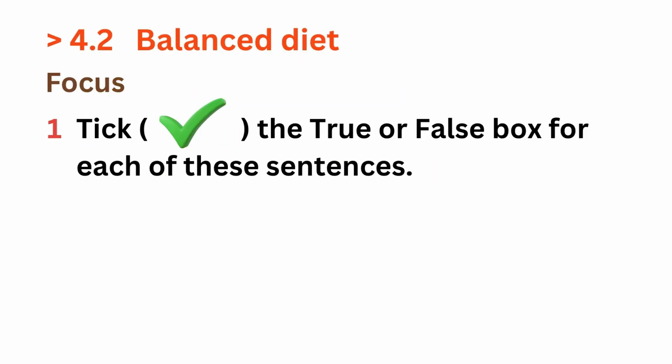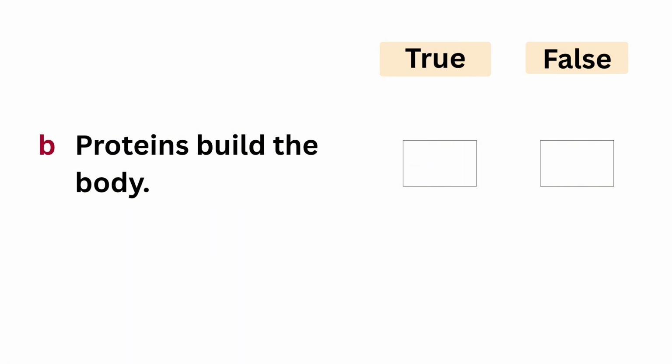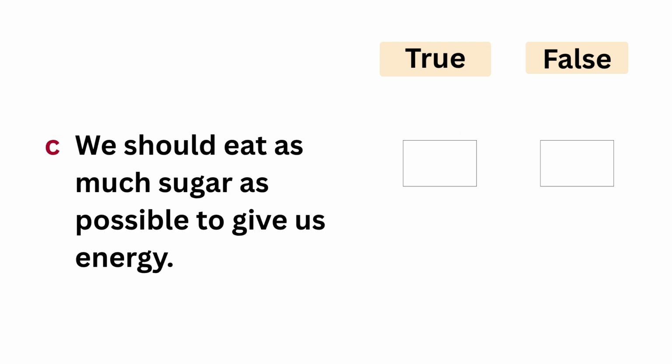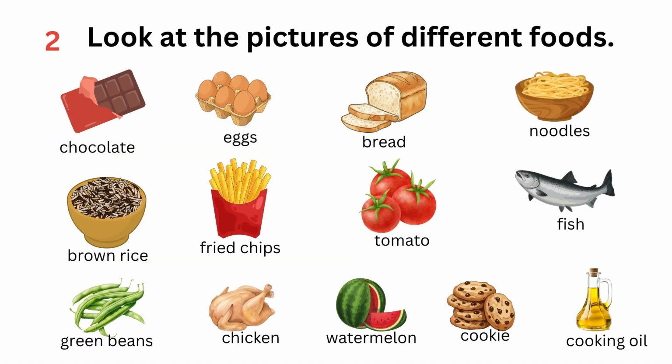4.2 Balanced Diet. Focus. Question number 1. Tick the true or false box for each of these sentences. A. A balanced diet gives us all the foods we need to grow and be healthy. True. B. Proteins build the body. True. C. We should eat as much sugar as possible to give us energy. False. D. Vegetables and fruits contain vitamins and minerals our bodies need. True. Question 2. Look at the pictures of different foods.